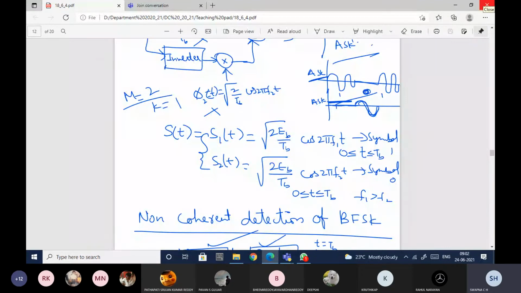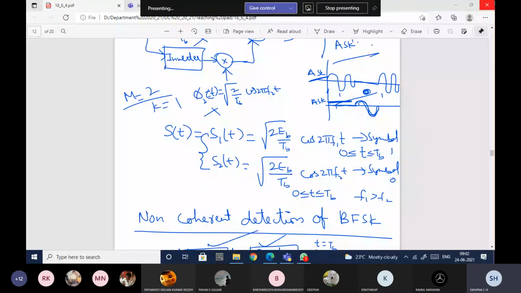Fine. In the last class, we started with the non-coherent detection schemes. We started with the binary BFSK. I showed you how the binary BFSK will be detected using non-coherent methods. Always remember the difference between coherent and non-coherent.